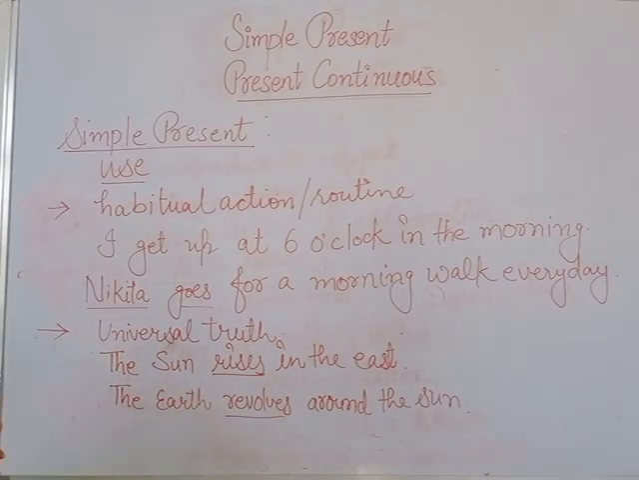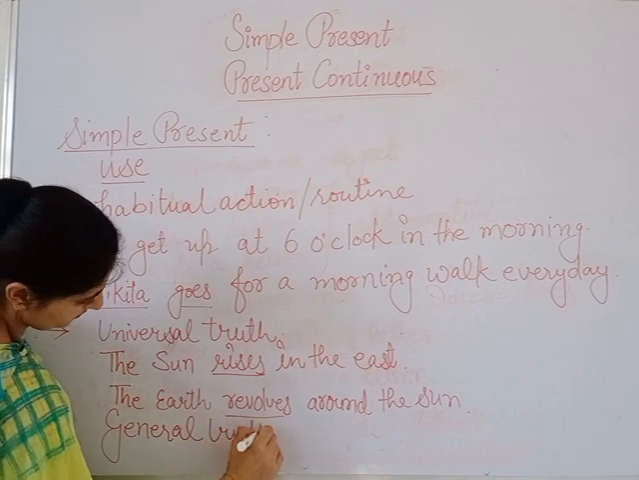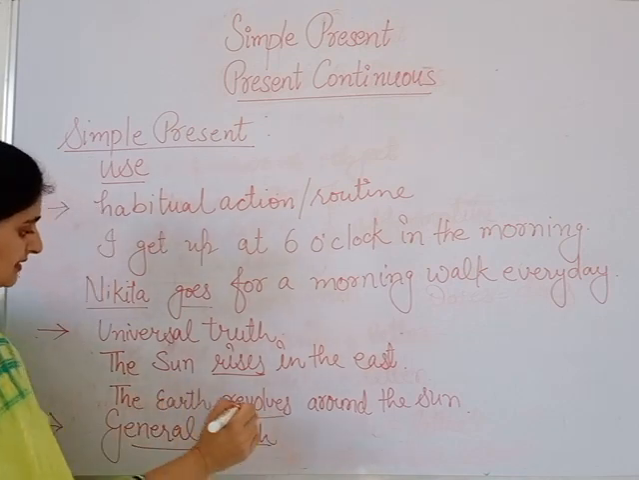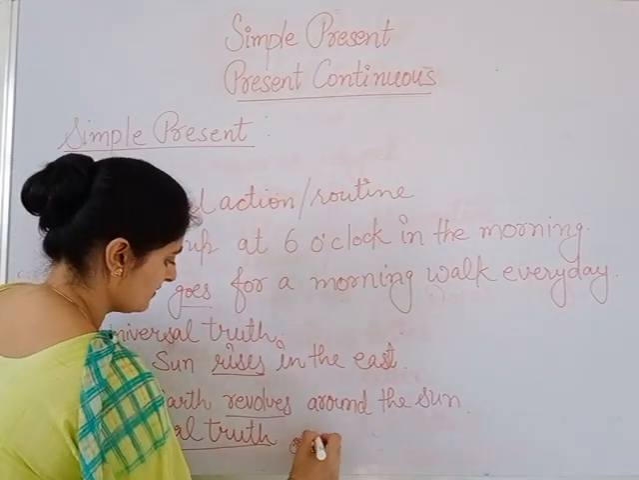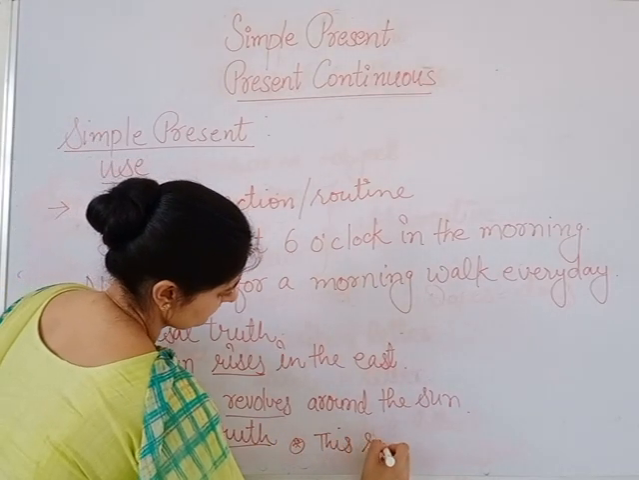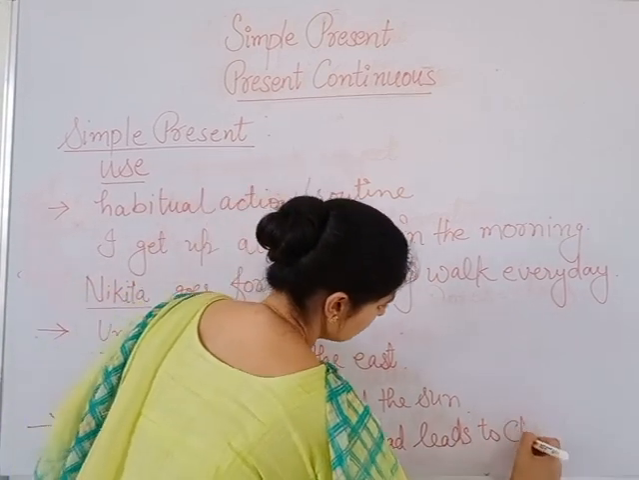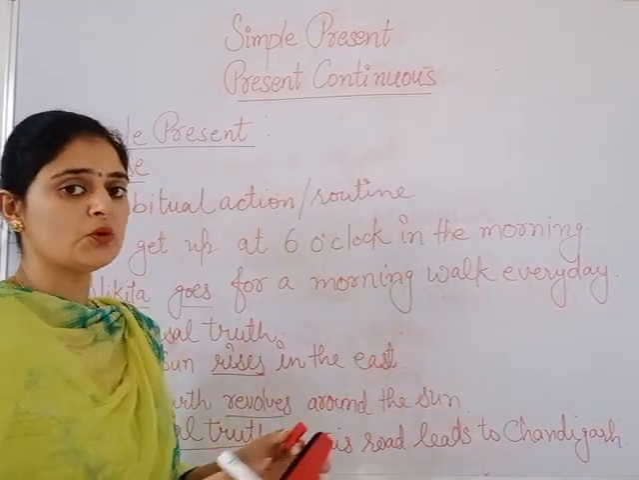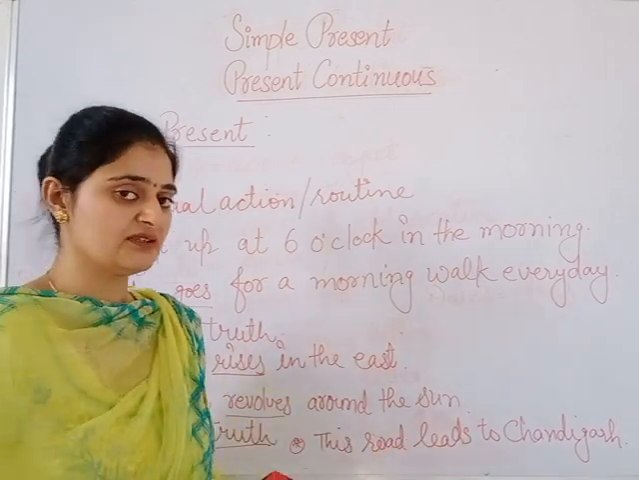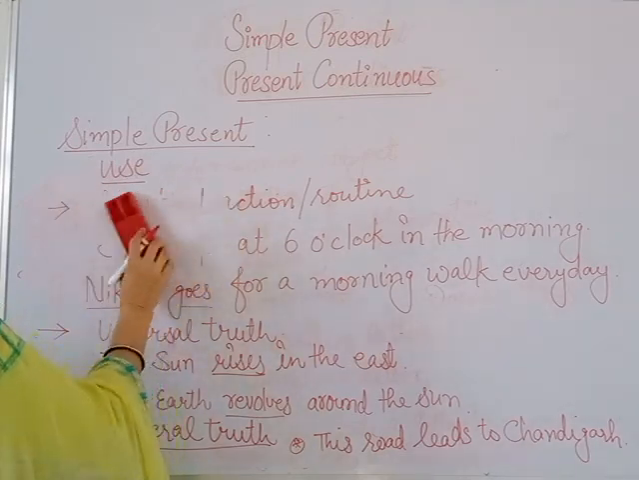Okay, so the third use of simple present tense is to denote the general truth. We can take an example here. For example, this road leads to Chandigarh. It is the truth that this particular road leads you to the city Chandigarh.